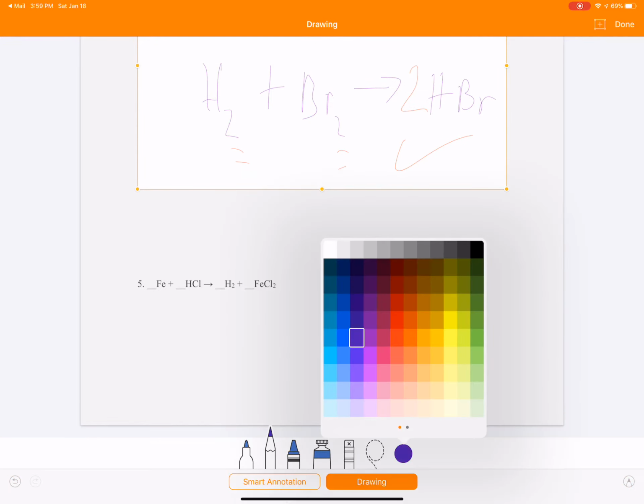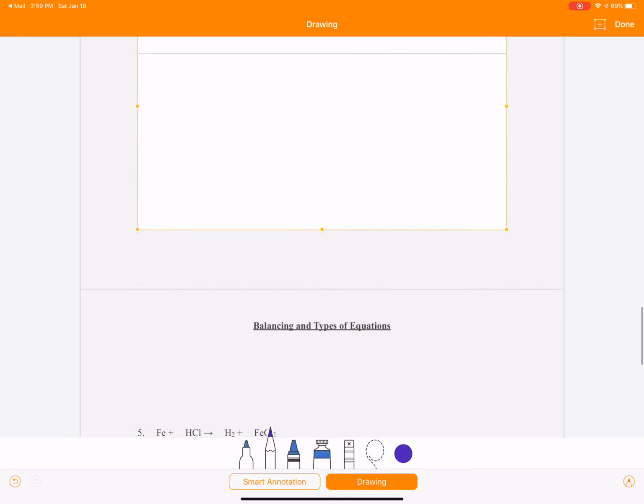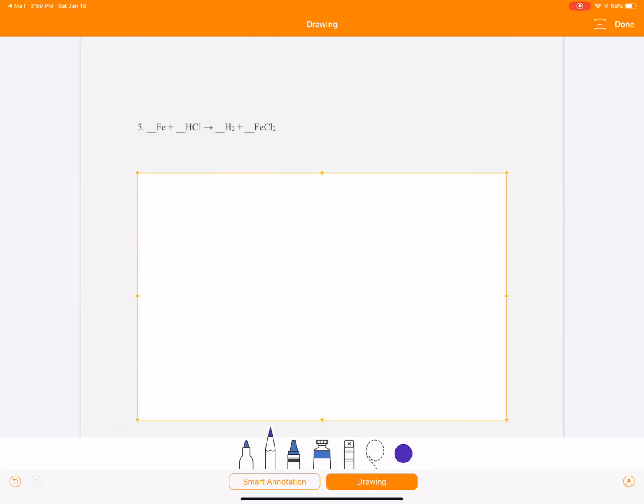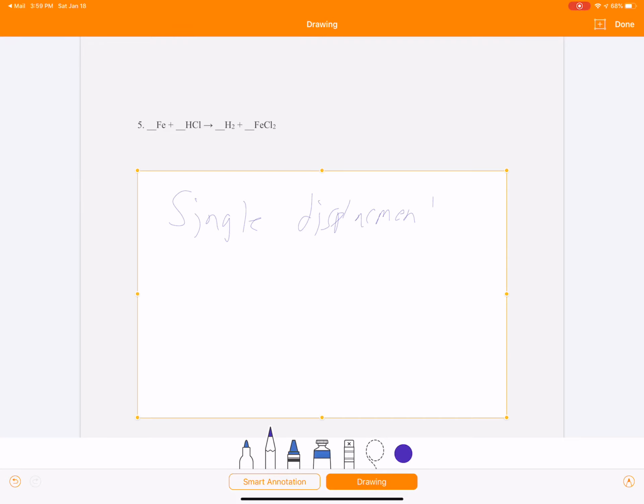Okay, last but not least, we have a single element plus a compound gives us a single element and a compound. So instead of it being double displacement, instead of 2 things being displaced, it's just 1 thing being displaced. So that's a single displacement reaction. So you can clearly see here that iron is replacing hydrogen in hydrochloric acid. So now it produces hydrogen gas and iron chloride.